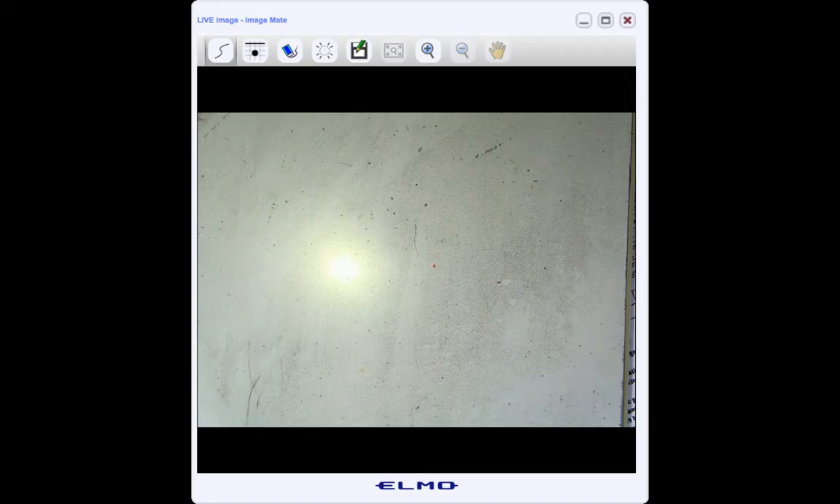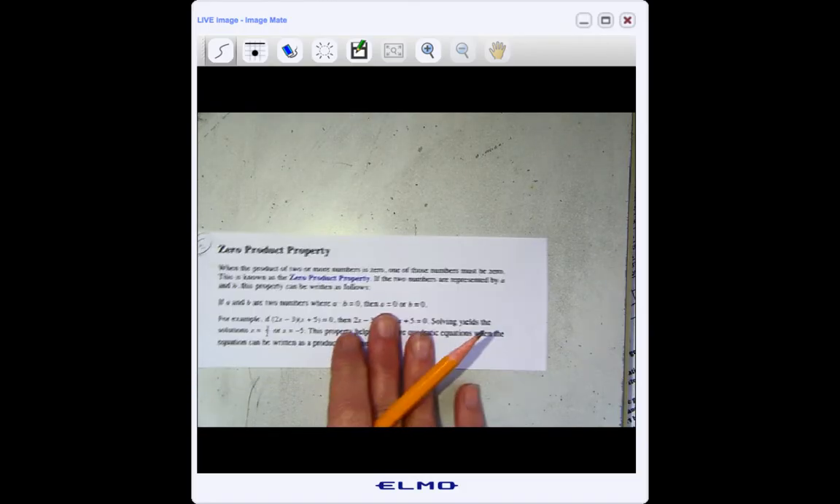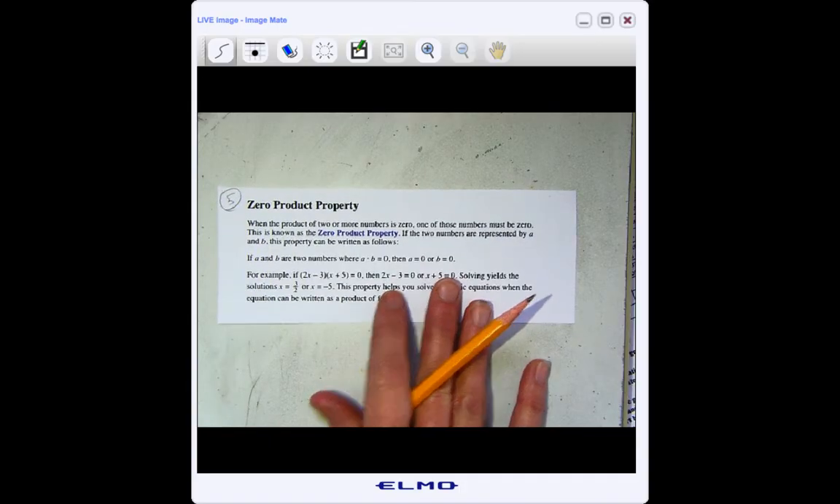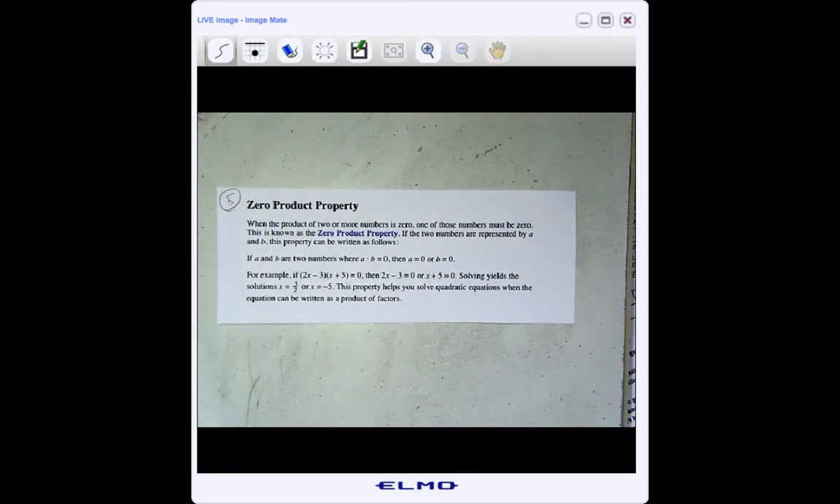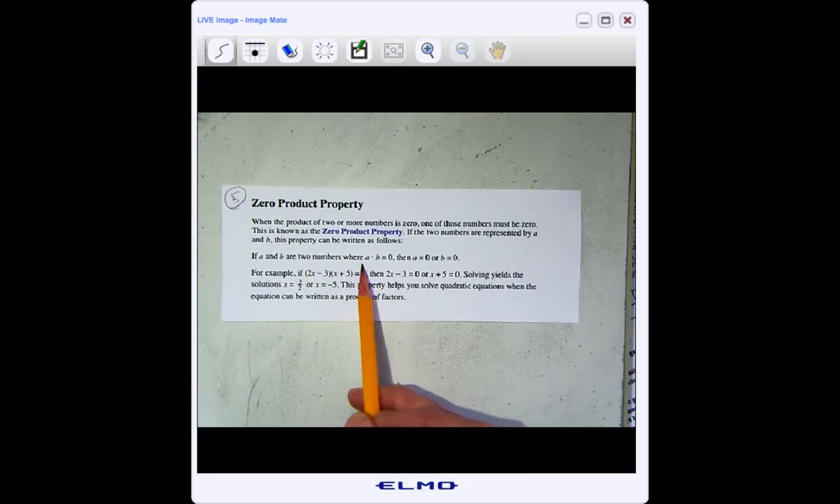Next, let's see. Learning log was on the zero product property, and then we watched a tad bit of a video on this from Hidden Figures, where the girl goes up to the board and she is able to say, I solved that by using the zero product property. And the zero product property basically says that if you have a product of two things and that product is zero, then one of the two things has to equal zero. So either A or B would have to be zero.